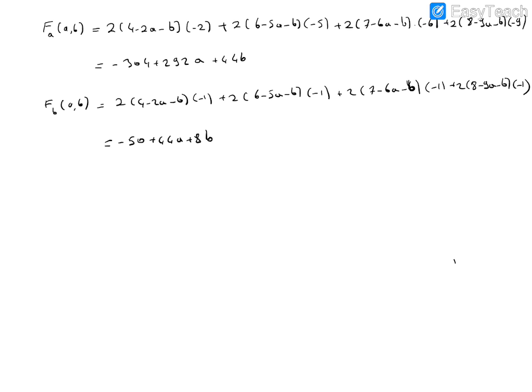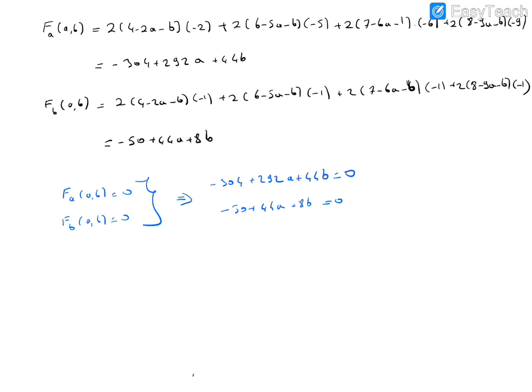By making all partial derivatives 0, f_a equals 0 and f_b equals 0, and solving these two equations together: −304 + 292a + 44b = 0 and −50 + 44a + 8b = 0. You can solve this system easily. If it is possible, you can make some cancellation, for example by dividing by 2.